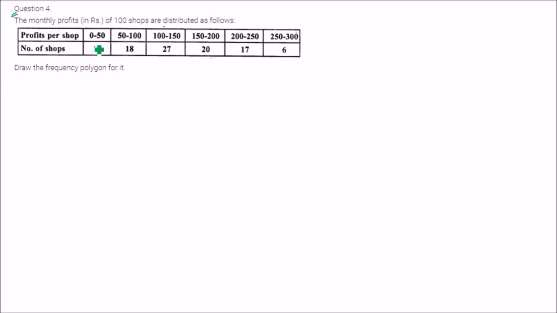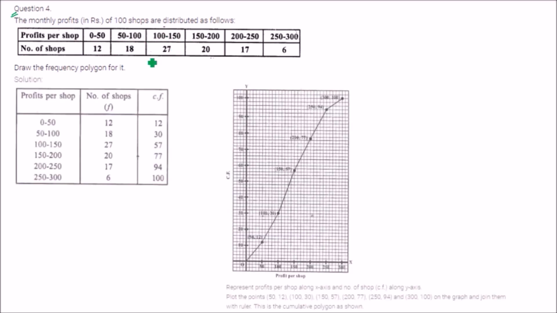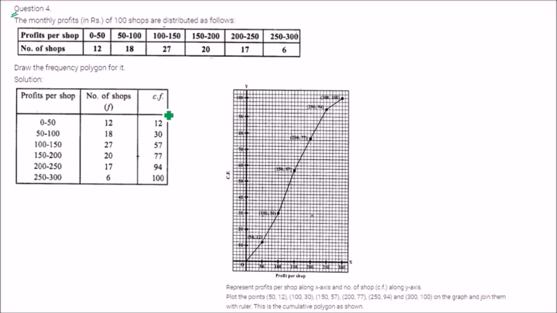Now the next question is the monthly profit in rupees. 100 shops are distributed like this. We have to find out the frequency polygon. Now first of all, we have to compute the cumulative frequency. So this is 12, 12 and 18 is 30, 30 plus 27 is 57, 57 plus 20 is 77, 77 plus 17 is 94, and 94 plus 6 is 100.